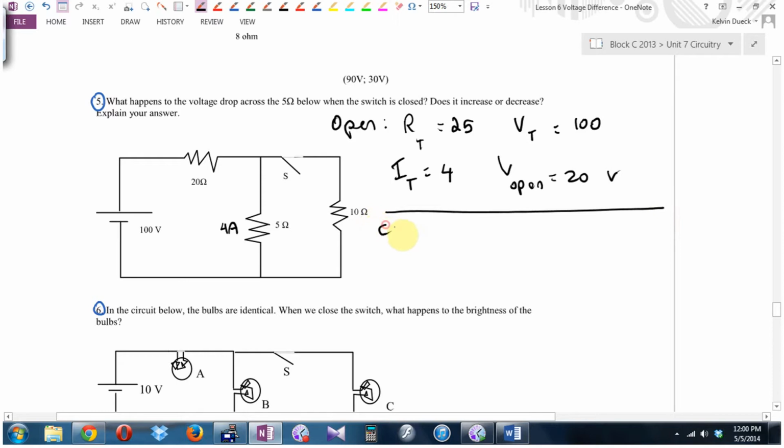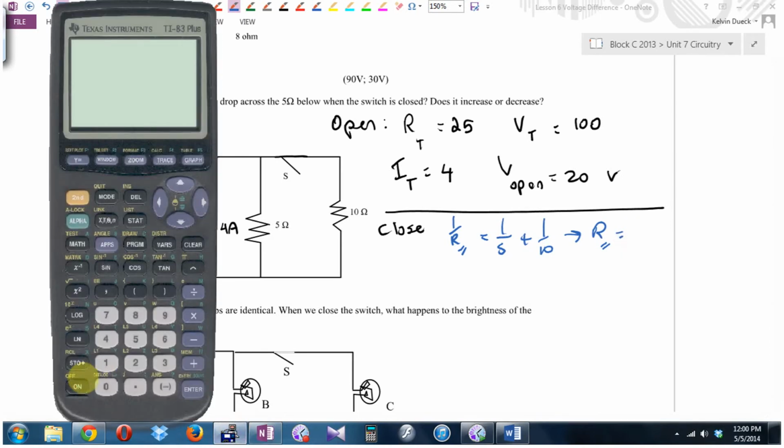Now let's close. If I close, these 2 are in parallel. So first I'm going to have to find R parallel. That's going to be 1 over R parallel equals 1 over 5 plus 1 over 10. What's the parallel equivalent of those 2? One divided by 5 plus 1 divided by 10. Don't forget the reciprocal. That's a 3.3333 ohm resistor. Is that okay?